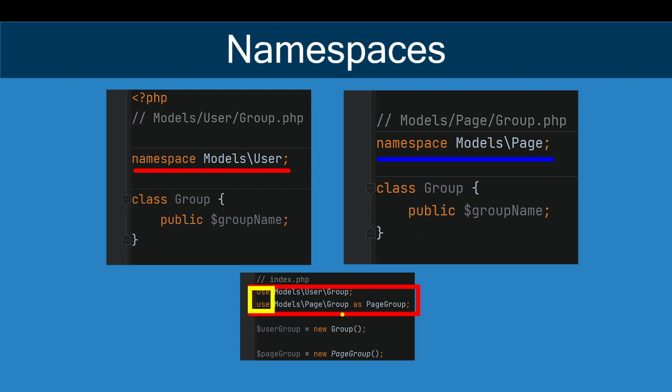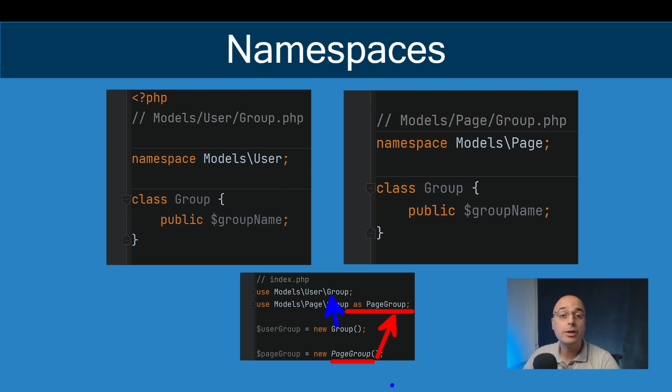And note that in this particular case, since we have two classes with the same name group, we cannot still name group here, the new group, sorry. We have to make an alias, and to make an alias we just use this as page group, and then in our code we just use that page group alias to identify which group is actually corresponding to which class, right? Otherwise we again end up with two classes with the same name, which is again not possible.